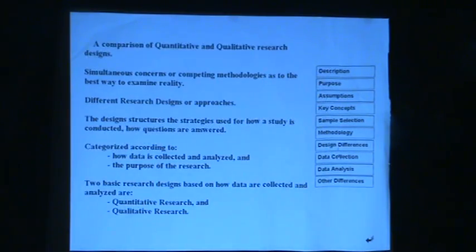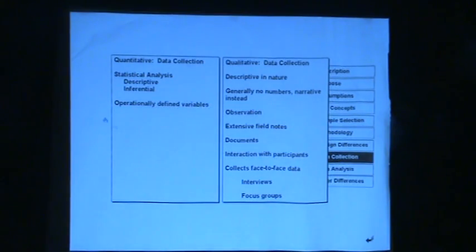Data collection. Quantitative: statistical, descriptive statistics, inferential statistics, operationally defined variables. Qualitative: very descriptive. The data is very descriptive in nature, narrative data, generally not numbers, based on observations, extensive field notes, documents, interaction with participants, collects face-to-face data, interviews, focus groups, things like that.